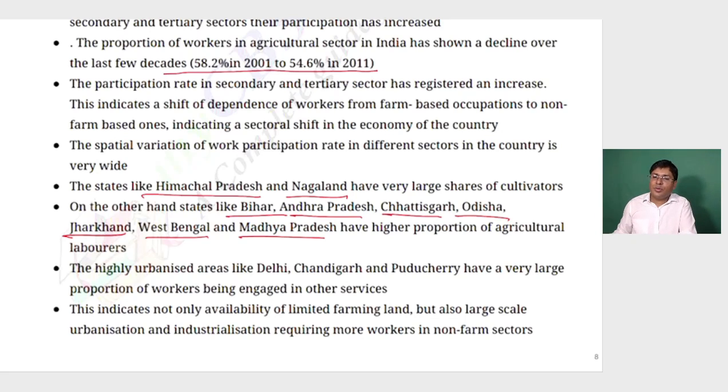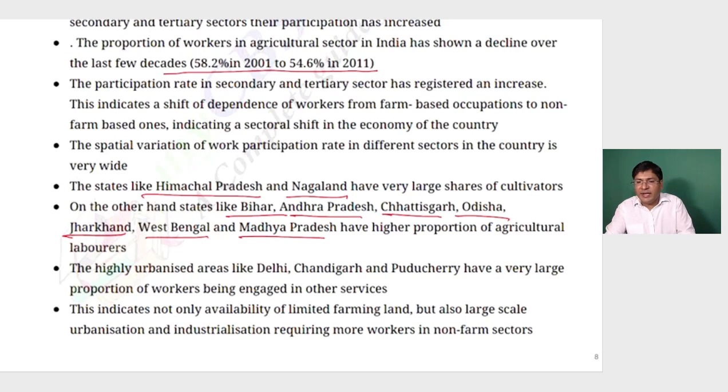एग्रीकल्चरल लेबरर्स मीन्स दे डोंट हैव देयर ओन agriculture but they work in the fields of the others. So this is the difference between the cultivators. Cultivators means they have their own farms and they cultivate themselves. Agricultural laborers means they work in the farming or the agriculture but they don't have their own farms. They work in the farms of the others.